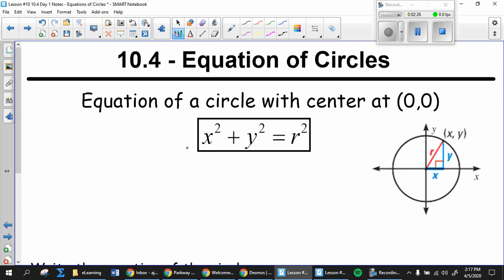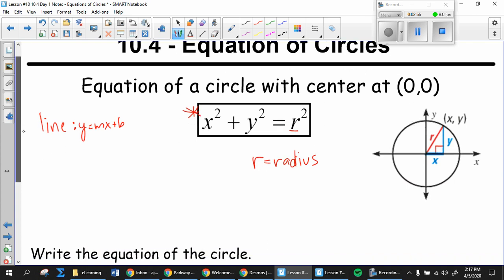Okay, so let's take a look. So an equation of a circle, like I said a while ago, when we're talking about a line, we use y equals mx plus b. When we're talking about a circle, this is the equation that gives us a circle on a graph: x squared plus y squared equals r squared, where r is the radius. Like we talked about a second ago, this number is always going to be squared, so it's going to be bigger than what the actual radius is.